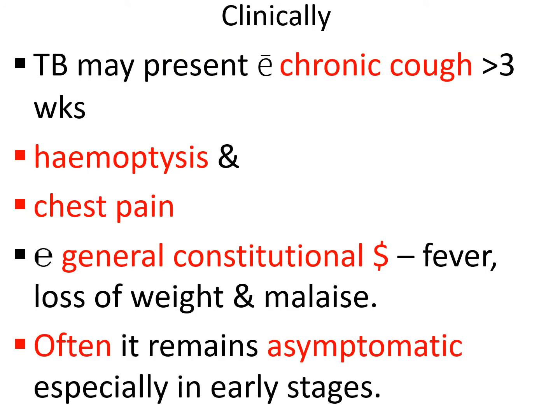Clinically, TB may present with chronic cough of more than 3 weeks, hemoptysis, chest pain, or with general constitutional symptoms like fever, loss of weight, and malaise. Often it remains asymptomatic, especially in early stages.